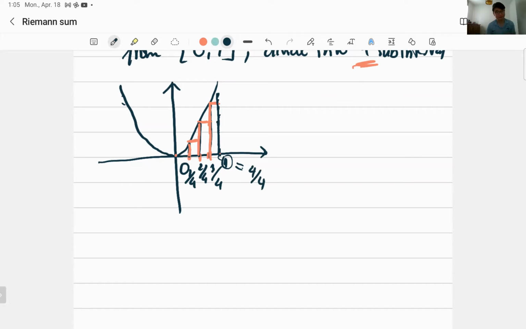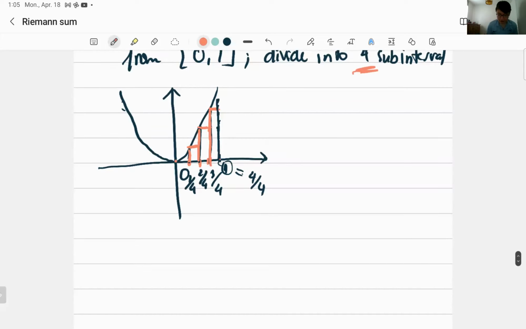Now it's just simple math, okay? It's completely simple math. So we're saying we agree that the width of each rectangle is equal to 1/4, right? And so we only want to find the height of this. Now the height is based on the function f of x, right?